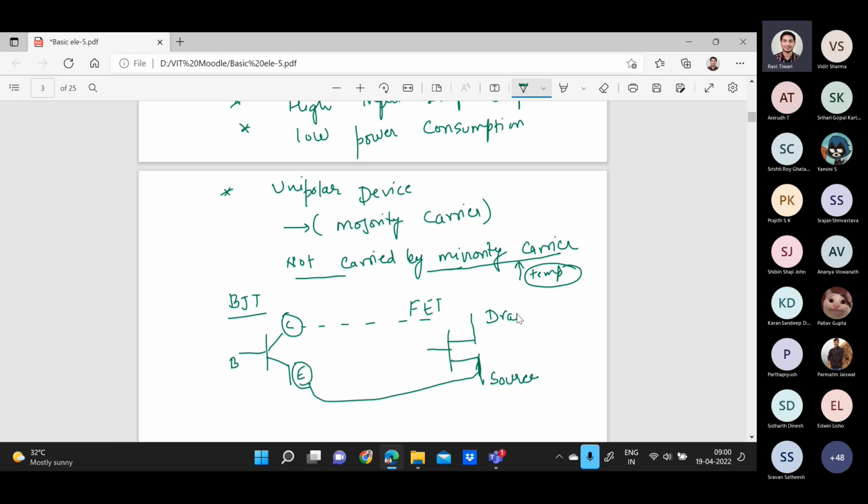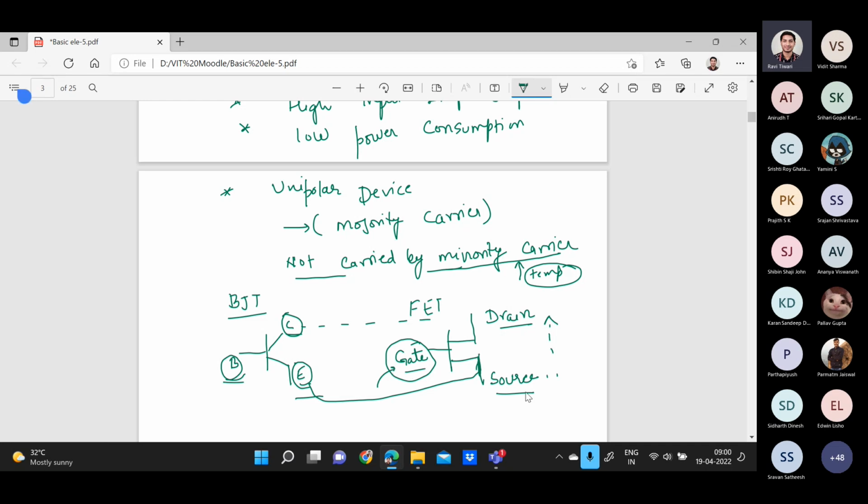It is called the drain. And just like base, we have a gate terminal here. So the current will flow from source to drain, and it is affected by the gate terminal. Whatever voltage you provide at the gate terminal will affect your current. But the current will flow from source to drain only. So collector is similar to drain, emitter is similar to source, and the gate is similar to base, right?